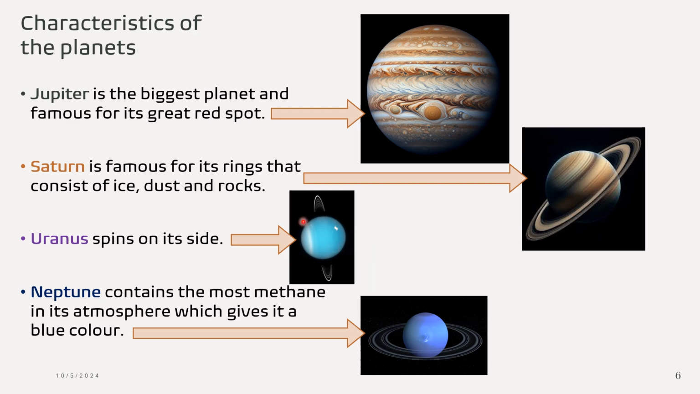Then Uranus is a quite peculiar planet because it spins on its side, and Neptune then is the furthest from the sun, and because it has so much methane in its atmosphere, it also tends to have this blue color. So you can see that these planets also have rings. It's not only Saturn. All the gas giants have rings around them, but Saturn has the most obvious ring system around it.